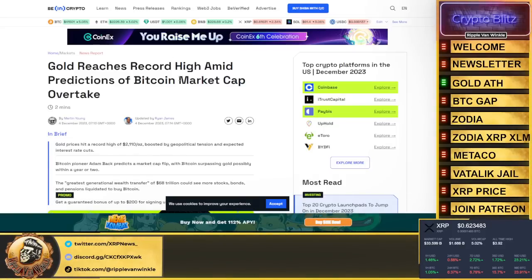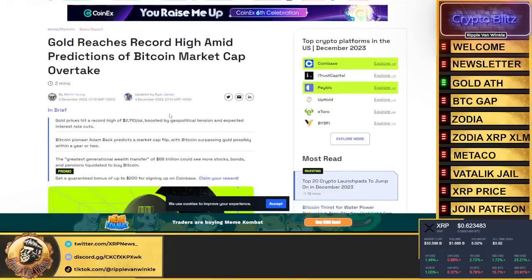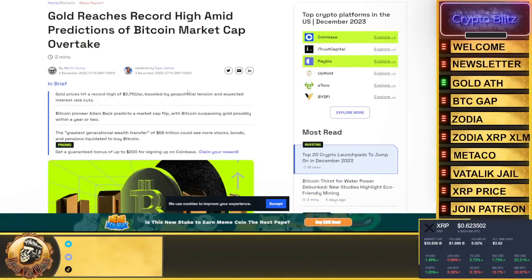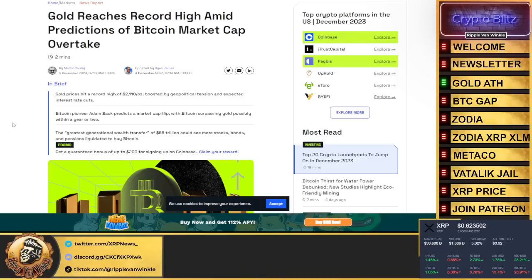Gold. Guess what? It reached a record high in predictions of Bitcoin market cap takeover. Here's the brief. Gold prices hit a record high of $2,110 per ounce, boosted by geopolitical tensions and expected interest rate cuts. Bitcoin pioneer Adam Back predicts a market cap flip, with Bitcoin surpassing gold possibly within a year or two. It states the greatest generational wealth transfer of $68 trillion could see more stocks, bonds, and pensions liquidated to buy Bitcoin. I like it.